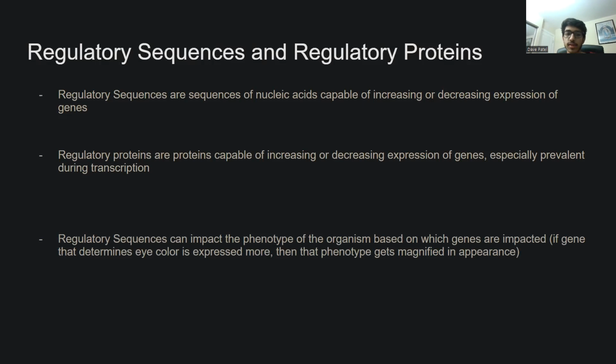So regulatory sequences can significantly impact the phenotype of an organism based on which genes are impacted by those regulatory sequences. So for example, if a gene that determines eye color is expressed more because of the impact of regulatory sequences, maybe that eye color gets magnified in color, or the color changes entirely. You don't really know based on such a broad example, but it could significantly change the phenotype based on how much it increases or decreases the expression of that gene.